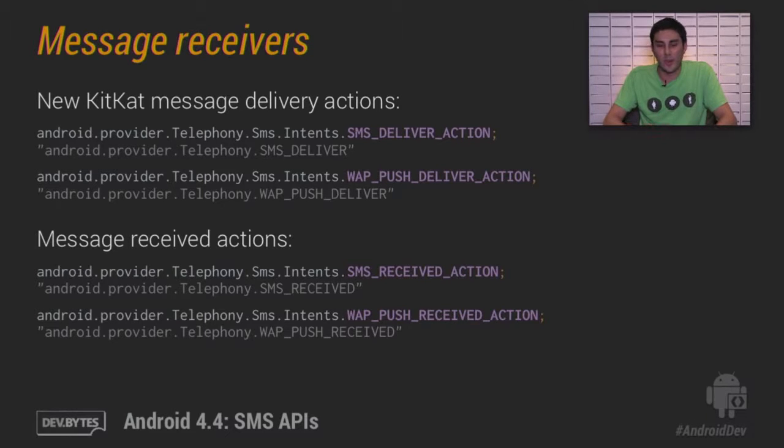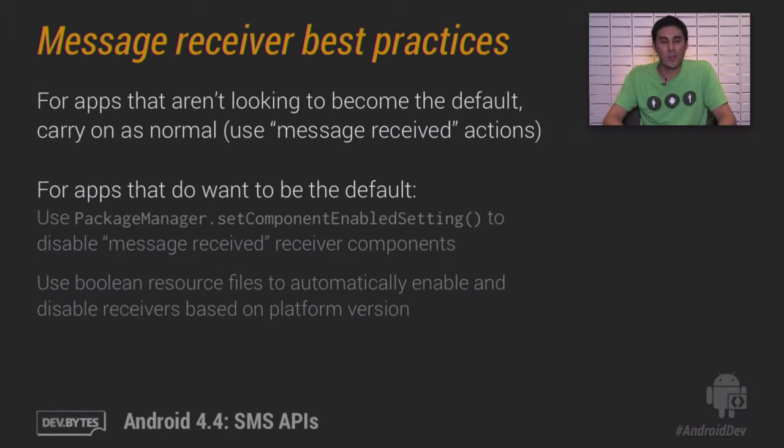To distinguish the difference between these two, think of SMS received action as the system has received an SMS, whereas the SMS deliver action says the system is delivering your app an SMS because you are the default SMS app. So let's talk about some message receiver best practices. For apps that are not looking to become the default, they should just carry on as normal, using the message received actions. These are the ones that, as I mentioned, were private before KitKat, but are now public in KitKat. For apps that do want to become the default, they should probably be listening to both the message received and the new SMS delivered ones.